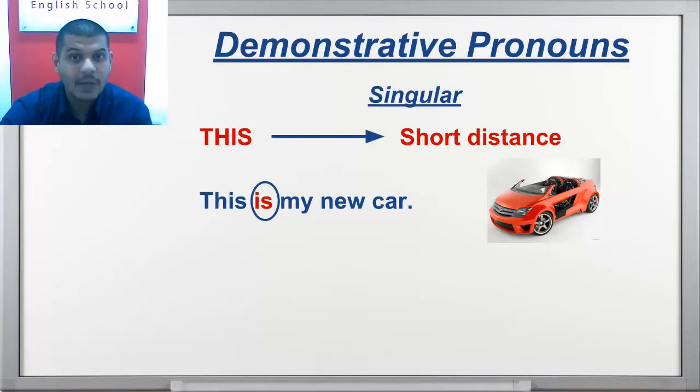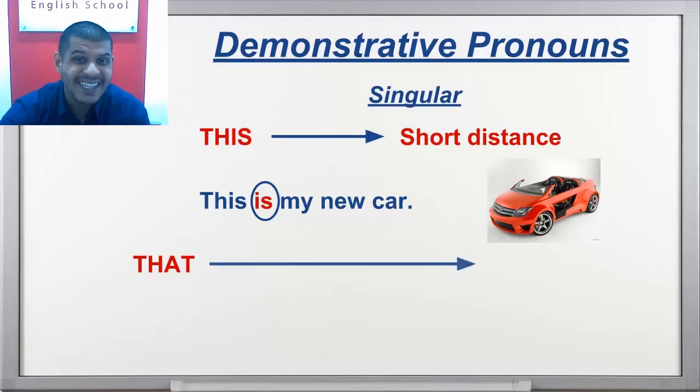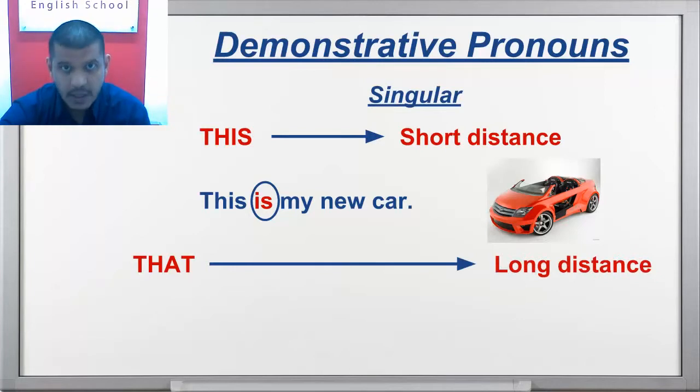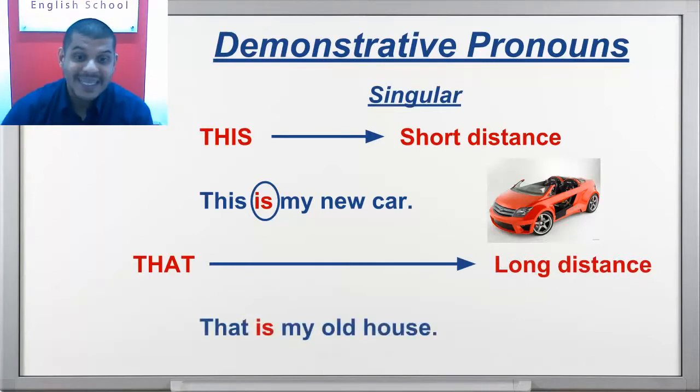Now, let's take a look at the example I have here for long distance, right? So let's take a look at this other demonstrative pronoun. That, alright? So I'm going to use that to demonstrate something in a long distance, alright? So the example I have here is, that is my old house, right? That is my old house.